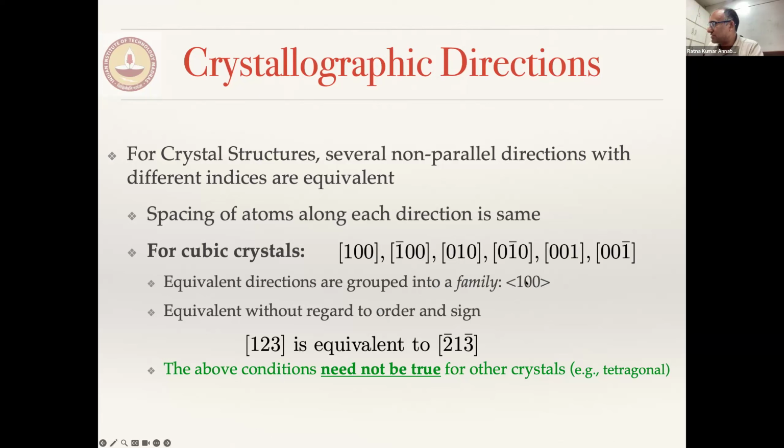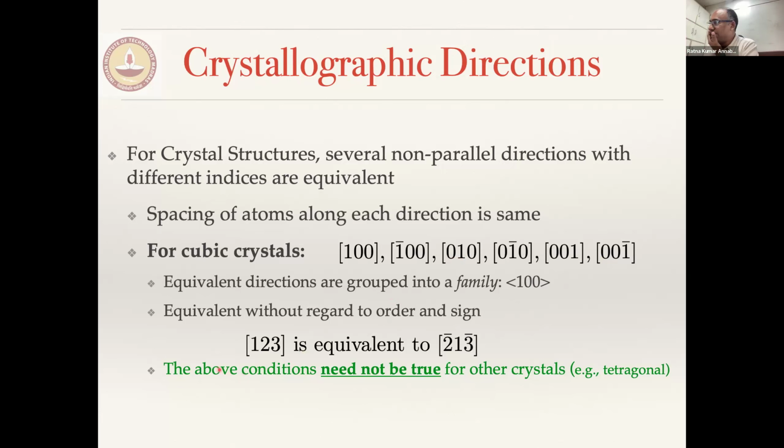less than, greater than symbols. And if you see something like that, then you are actually referring to a family of crystallographic directions. Okay? So they are equivalent irrespective of the order in which they appear. So 0, 1, 0, 1, 0, 0, 0, 0, 1, they are all equivalent. So for cubic crystals, you can take it without even thinking about it.